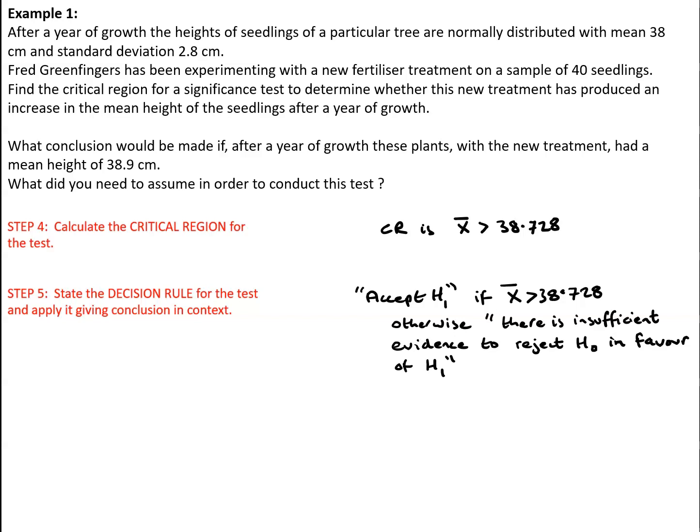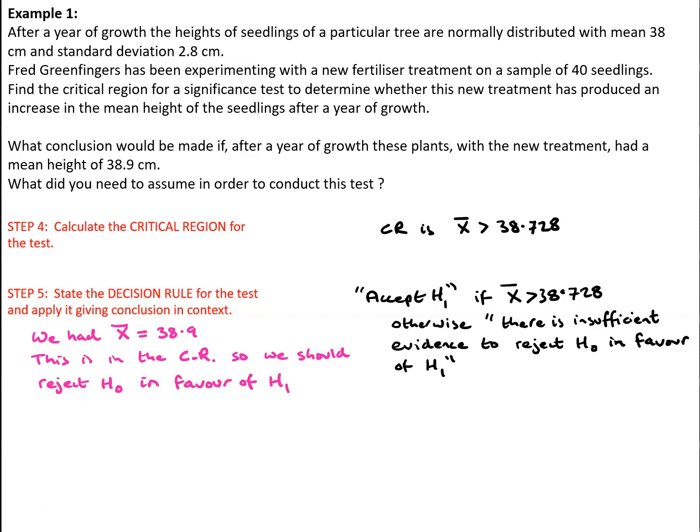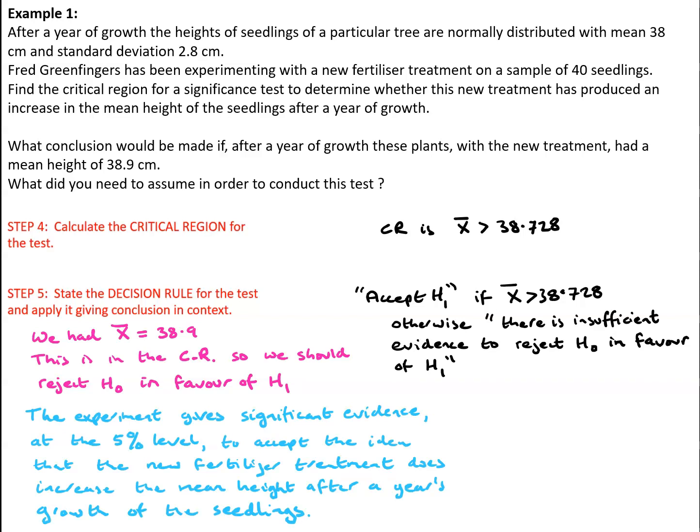The value of x bar that we had in this case was 38.9. So this is in the critical region, so we should certainly reject the null hypothesis in favour of the alternative hypothesis. So in context, we should be saying that the experiment gives significant evidence at the 5% level to accept the idea that the new fertilizer treatment does increase the mean height of the seedlings after a year's growth.